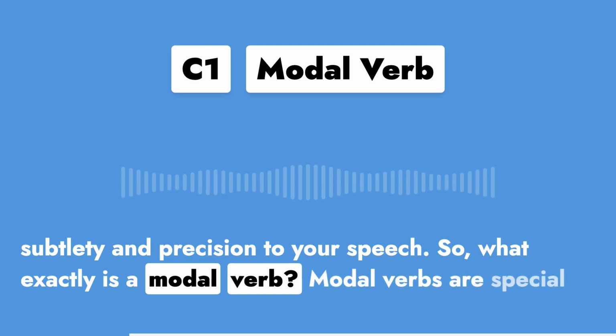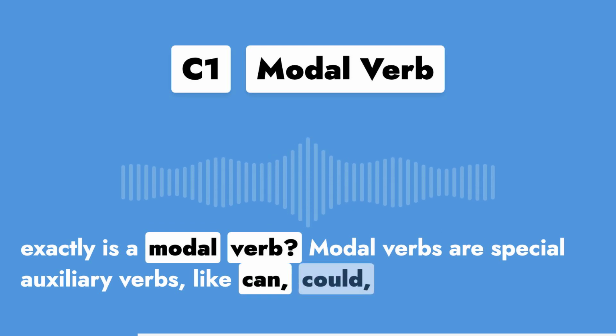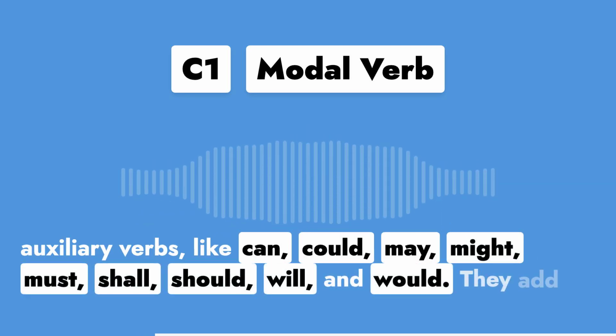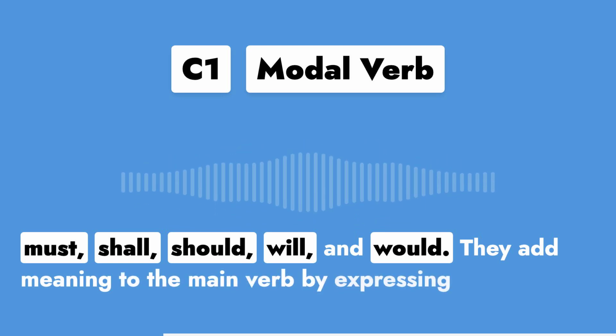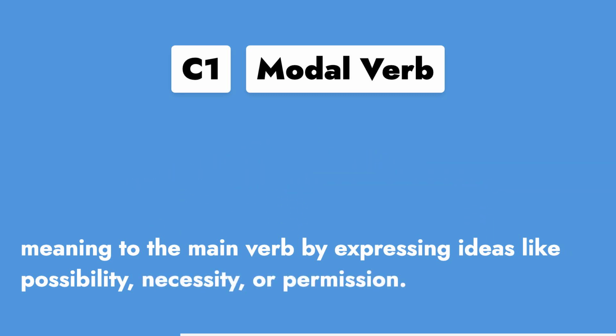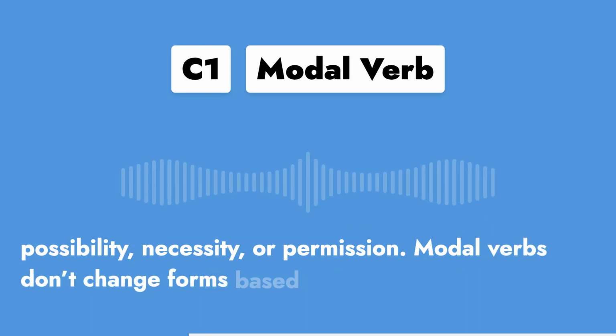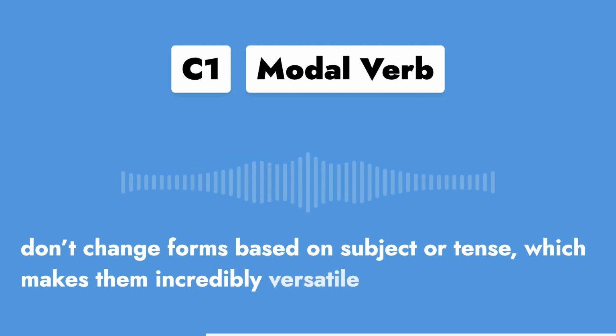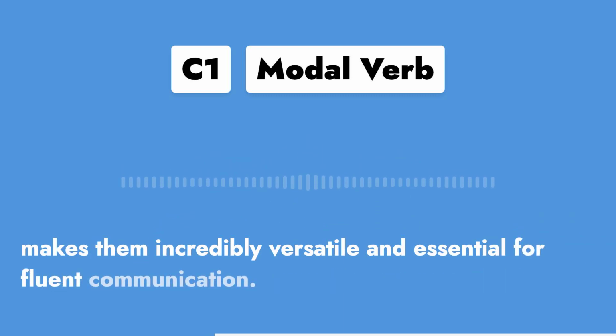Modal verbs are special auxiliary verbs like can, could, may, might, must, shall, should, will, and would. They add meaning to the main verb by expressing ideas like possibility, necessity, or permission. Modal verbs don't change forms based on subject or tense, which makes them incredibly versatile and essential for fluent communication.